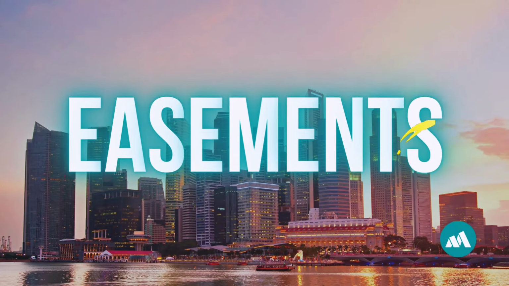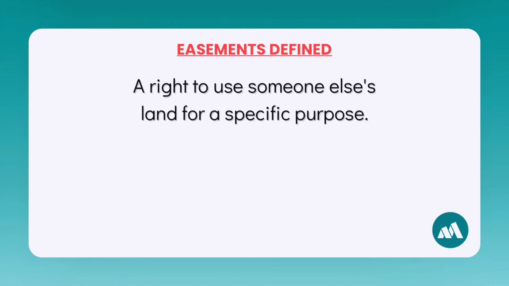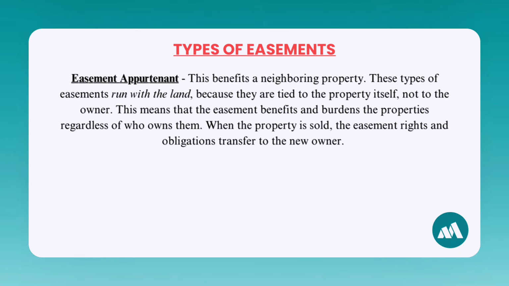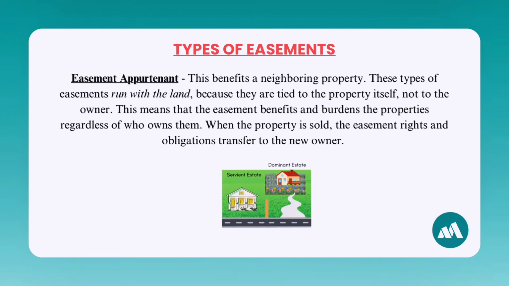Next, let's talk about easements. An easement is the right to use someone else's land for a specific purpose. There are several types of easements. Easement appurtenant. This is where it benefits a neighboring property. For example, a shared driveway. These types of easements run with the land because they are tied to the property itself, not to the owner. This means that the easement benefits and burdens the properties regardless of who owns them. When the property is sold, the easement rights and obligations transfer to the new owner.